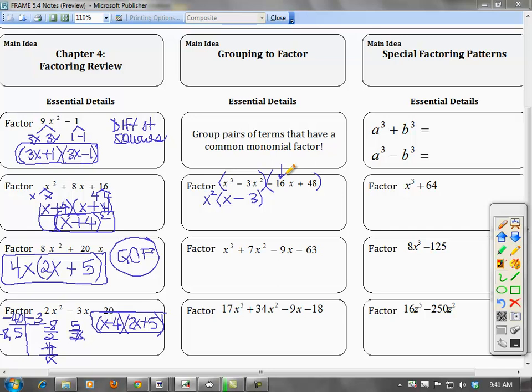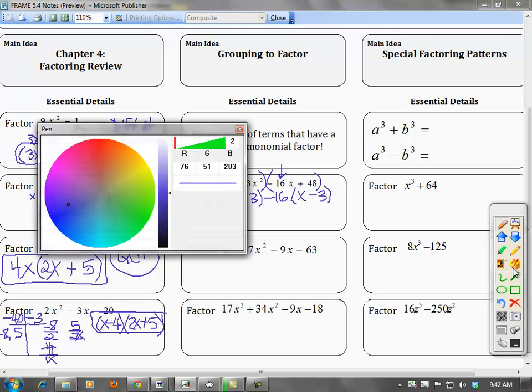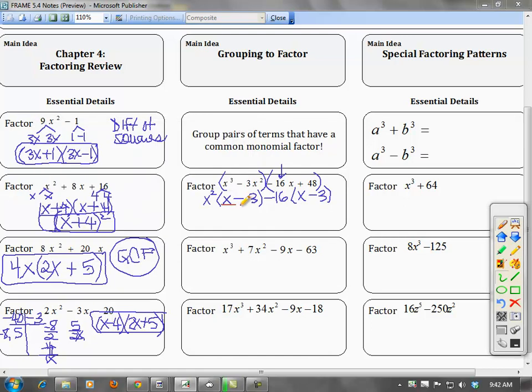And the answer is yes. So I'm going to pull out a negative 16. And what's going to happen then is I'm going to get an x, and 48 divided by negative 16 is negative 3. And I'm going to change my color here a minute because I want to point something out. Look at, they both of these share a common factor of an x minus 3.